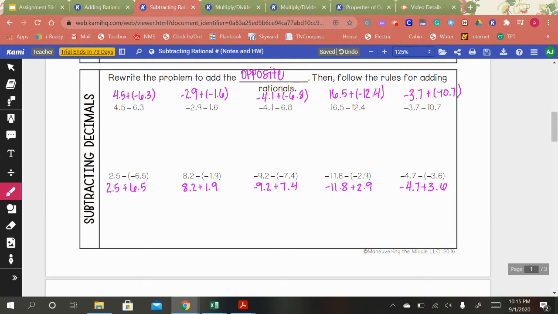All right, now I'm going to go through here and I'm going to decide whether I'm adding or subtracting. Again, same signs we add, opposite signs we subtract. So we'll be subtracting this problem. 6.3 minus 4.5 is 1.8, and it is negative because the negative number has a greater absolute value. We will be adding 2.9 and 1.6. So I get 4.5, and it again needs to go negative because a negative plus a negative is another negative.